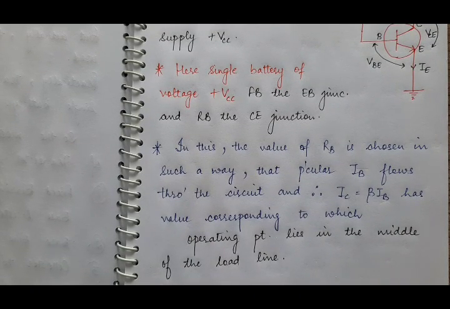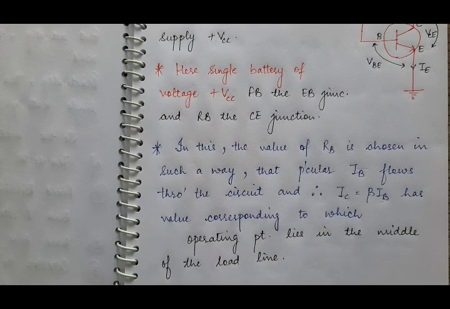And the value of RB, once chosen, is fixed, which further fixes the value of the base current and further fixes the value of the operating point in the middle of the load line. So that is why it is also known as fixed biasing.